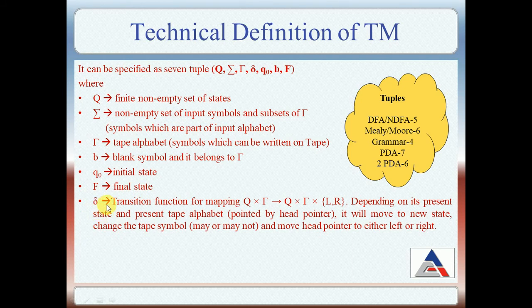Delta is a transition function for mapping Q cross tau to Q cross tau cross L comma R. It means that this Q represents the current state, this represents the present tape alphabet, this represents the new state, this represents the new tape symbol, right? And the head will move either towards the left side or towards the right side.